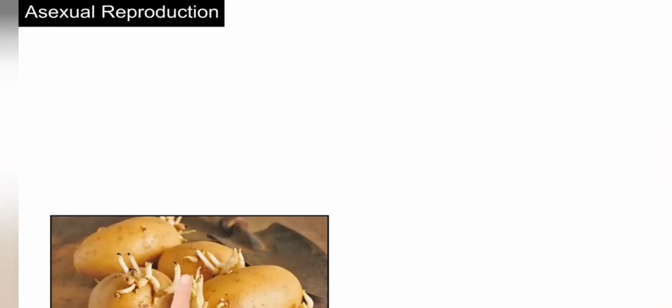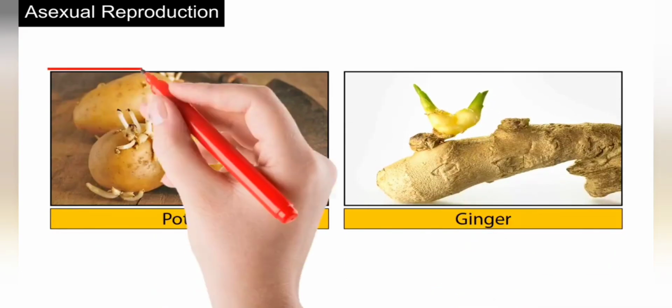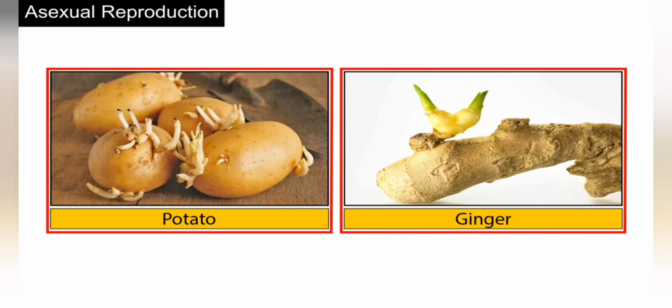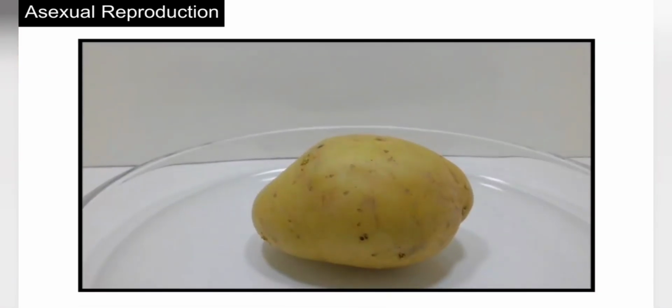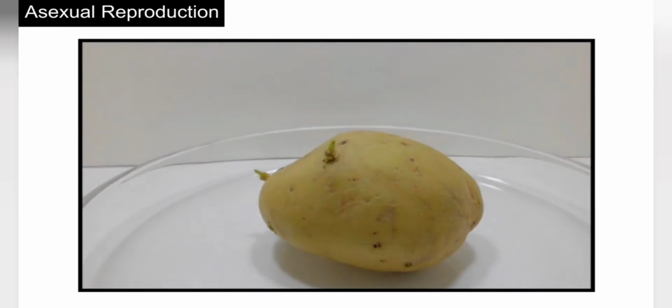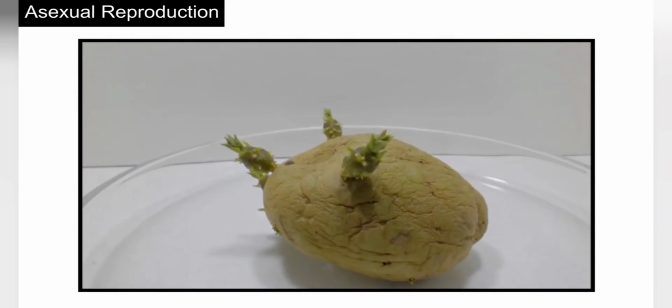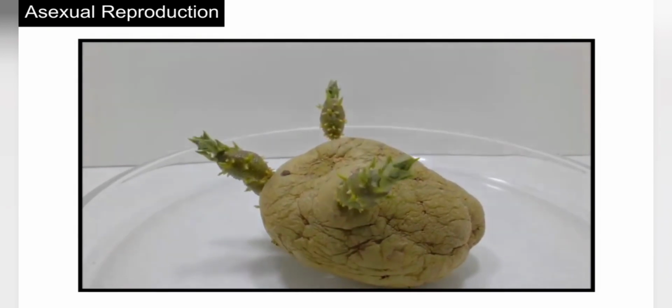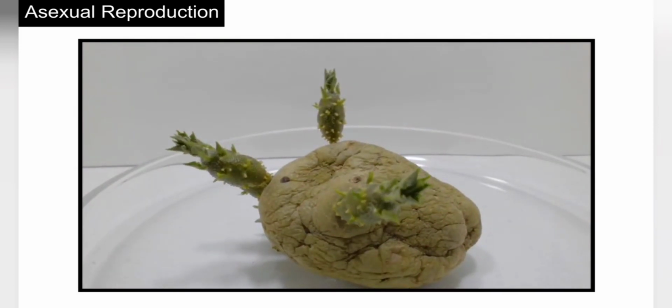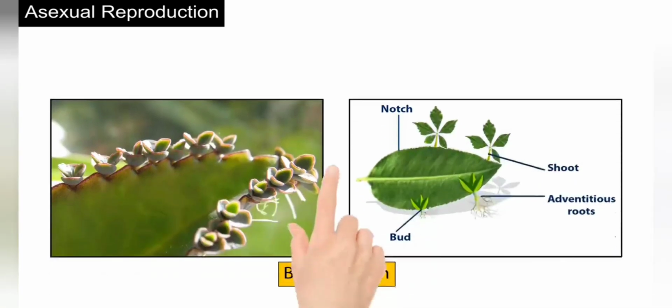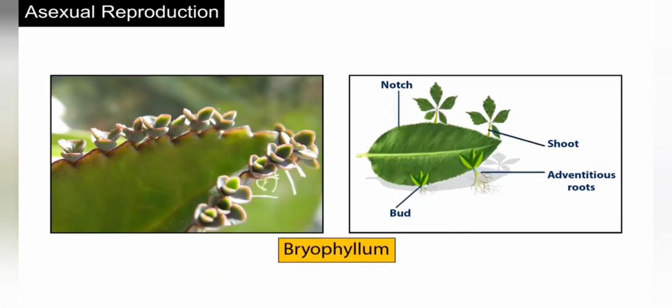You might have seen small buds or plants growing out of potato, ginger, etc. These plantlets arise from the nodes present in the modified stems of these plants. When these nodes come in contact with damp soil or water, they produce roots and finally new plants. Similarly, buds arise from the notches present at the margins of leaves of bryophyllum. This ability is fully exploited by gardeners and farmers for commercial propagation of such plants.